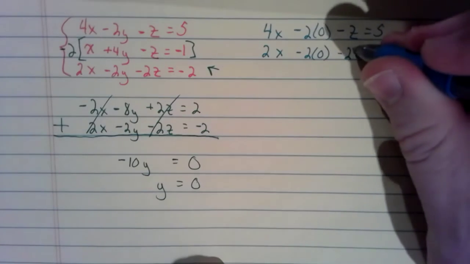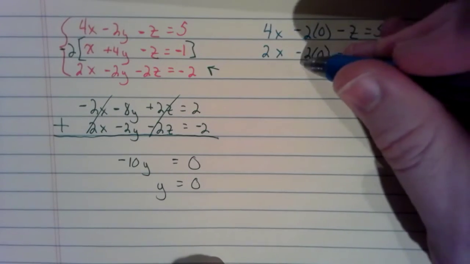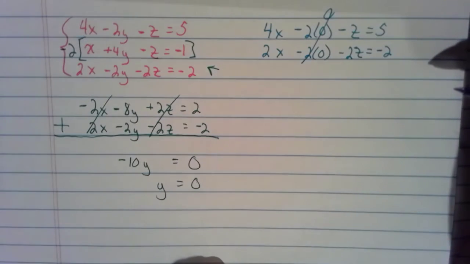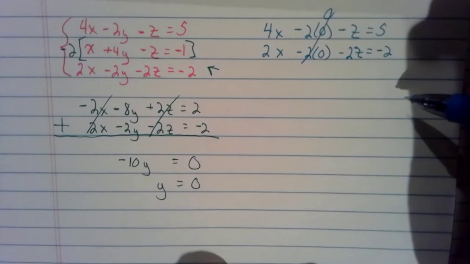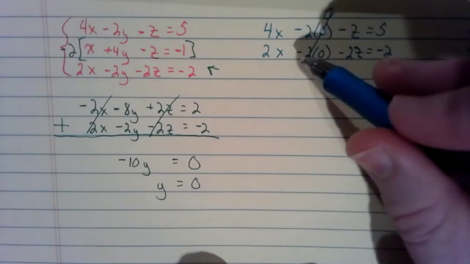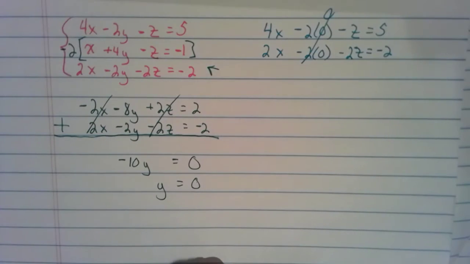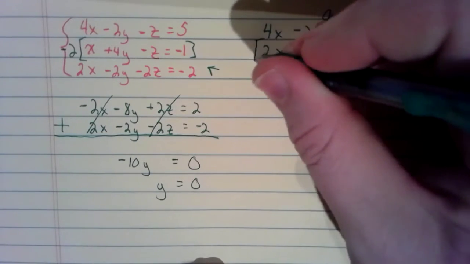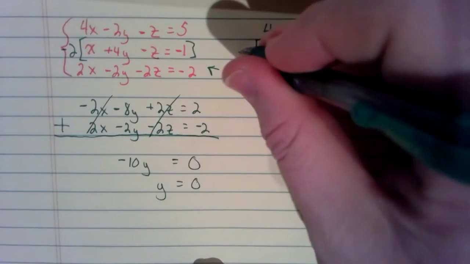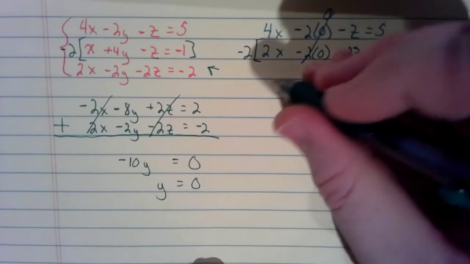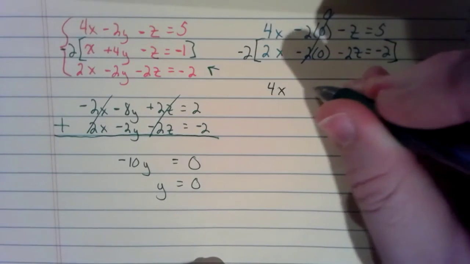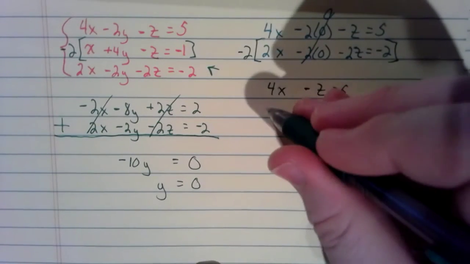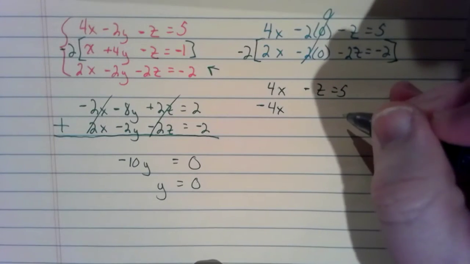So here, you can see what's going to happen. These go away. So it's really just 4x, 2x, negative z, negative 2z. I'm going to go ahead and multiply my second equation here by negative 2. So second equation, I'm just going to multiply it by negative 2. Copy my first equation, I've got 4x minus z equals 5. And my second equation, negative 2 times 2x, negative 4x.